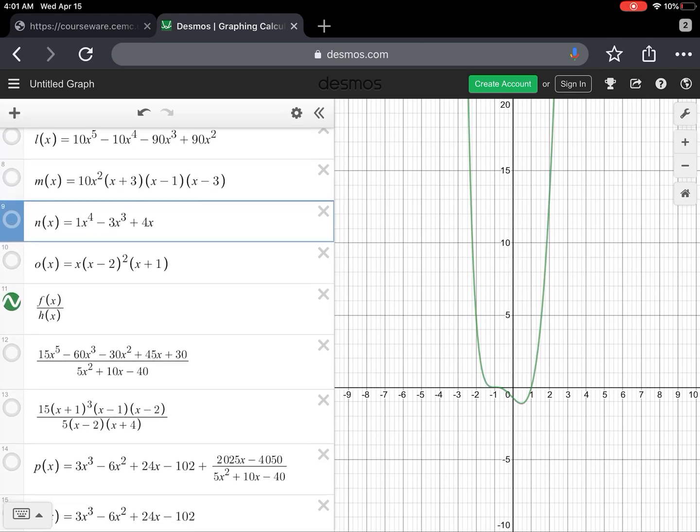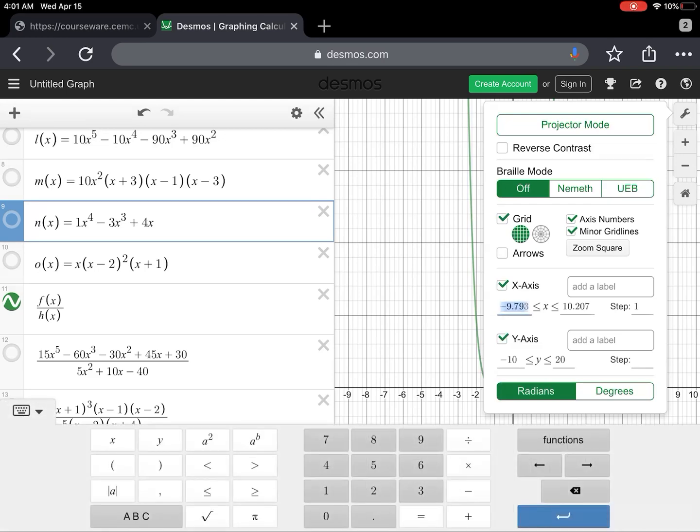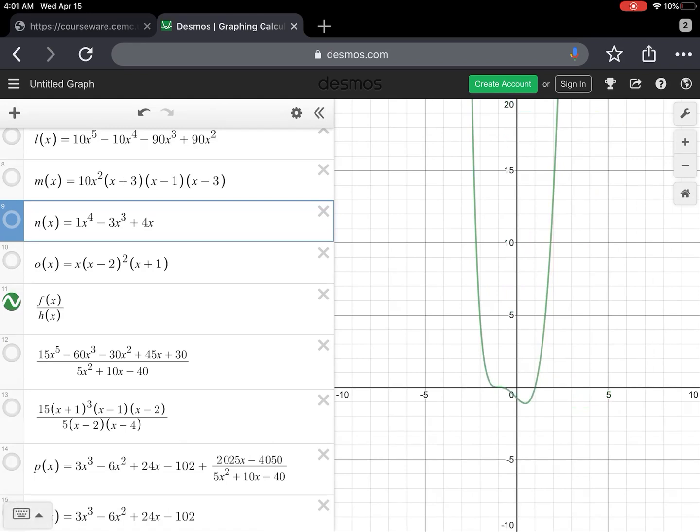Alright, so we've got f of x over h of x. Now I took the liberty to write this in a whole bunch of different ways. As you can see, we've got the fifth degree polynomial here in red over the second degree polynomial, the parabola, and this is what it looks like, okay?